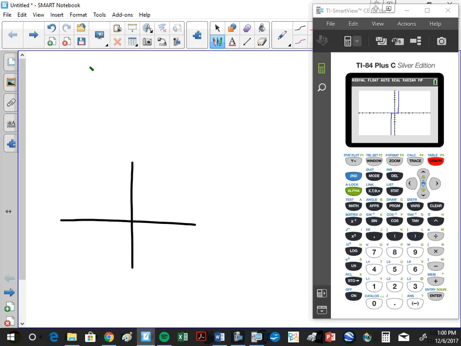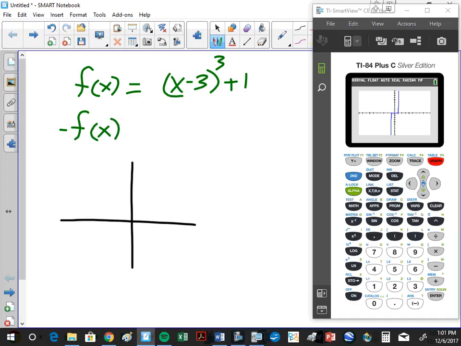Okay, so what if I had f of x is x minus 3 to the third plus 1, and I wanted to do the opposite of f of x? What would we do there? No, it says make everything negative. So I have to go through and make that negative and make that negative. Only the parenthesis would become negative and the constant would become negative. It would flip it upside down, and instead of up 1, it would be down 1.